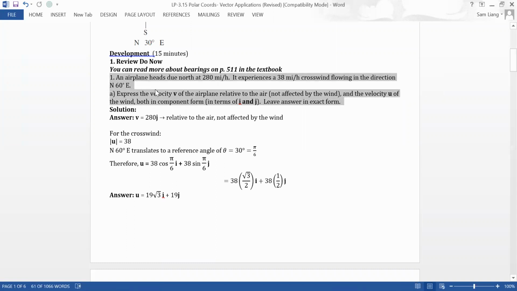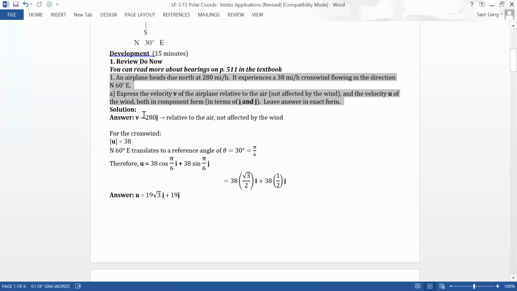Part A, express the velocity v of the airplane relative to the air, which in other words is not affected by the wind, and the velocity u of the wind, both in component form, which we saw yesterday, in terms of i and j. Leave answer in exact form. By that, they mean leave as a radical, if there's a radical.